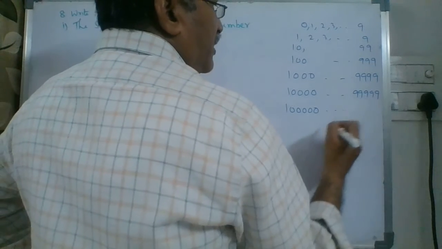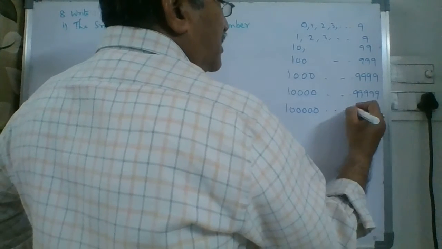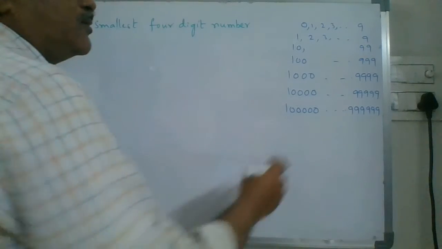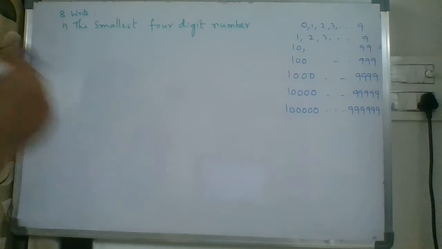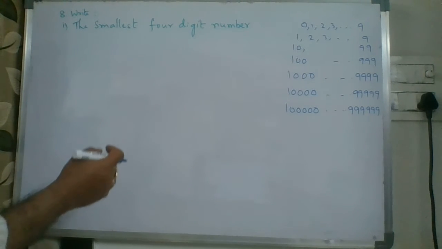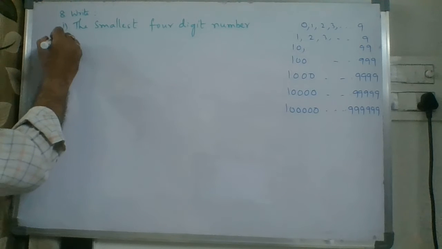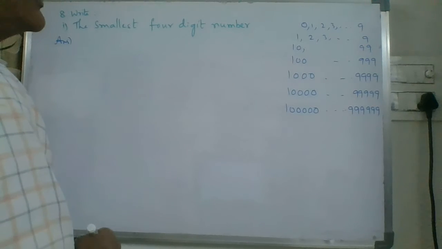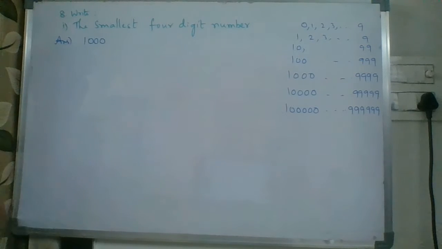And when we see the six-digit greatest number, it is 999999. Okay, so it is 9,99,999. In the same way, we can write further the greatest seven-digit number, eight-digit number, nine-digit number, like that. Now we are required to find the smallest four-digit number. Asked to write this four-digit number, the smallest one. So the smallest four-digit number is 1000. That we write here. Okay.